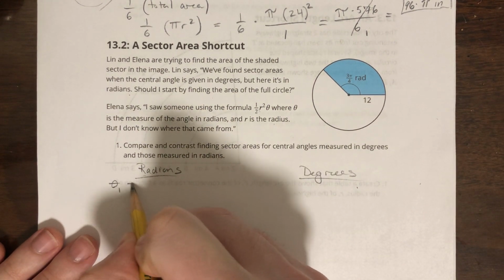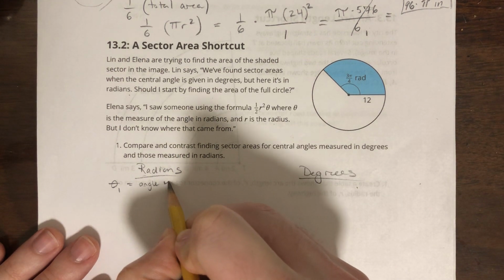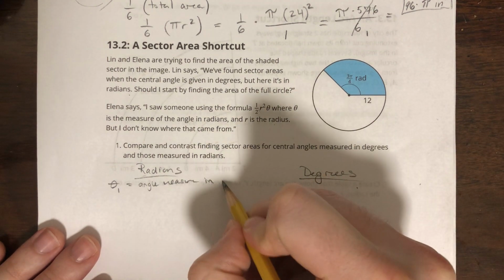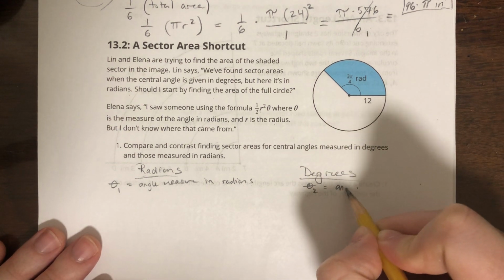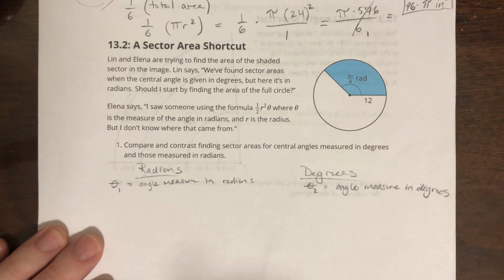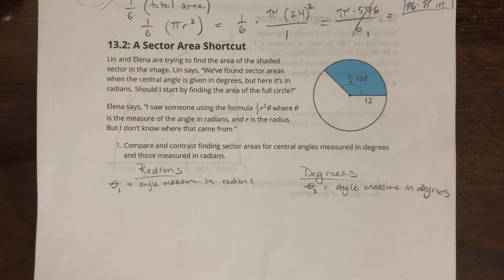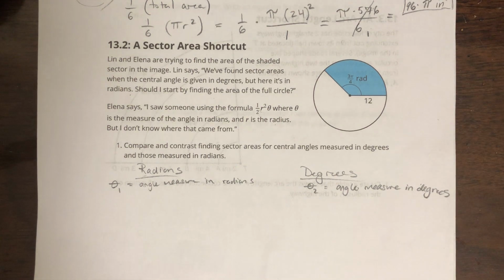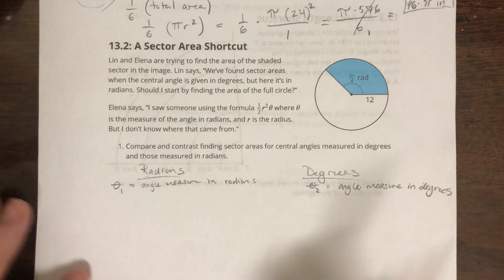So I'm going to say theta 1 is equal to the angle measure in radians. And we'll have theta 2 be equal to the angle measure in degrees. When we have a variable, technically, it could represent multiple units. If you have a variable for temperature, it could be Celsius or Fahrenheit. But I think it's easier to differentiate if I use theta 1 and theta 2.